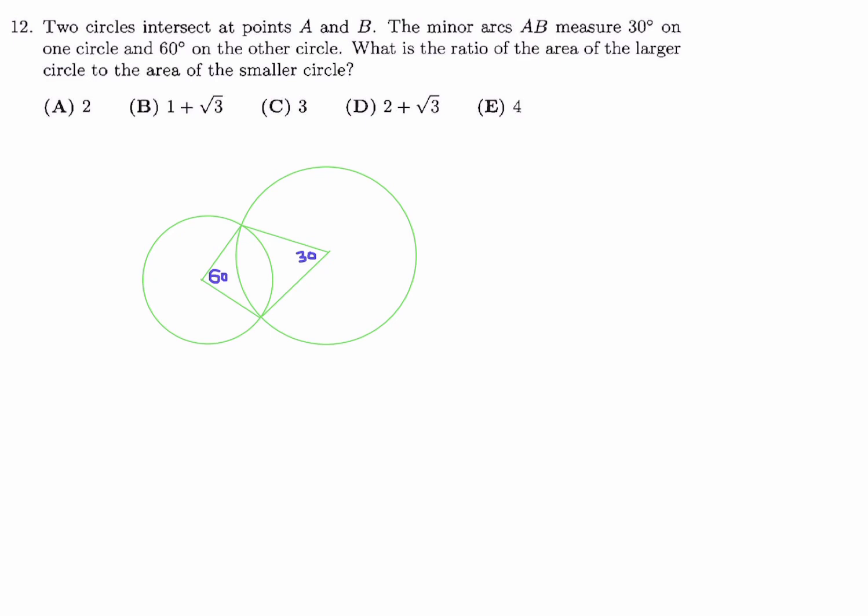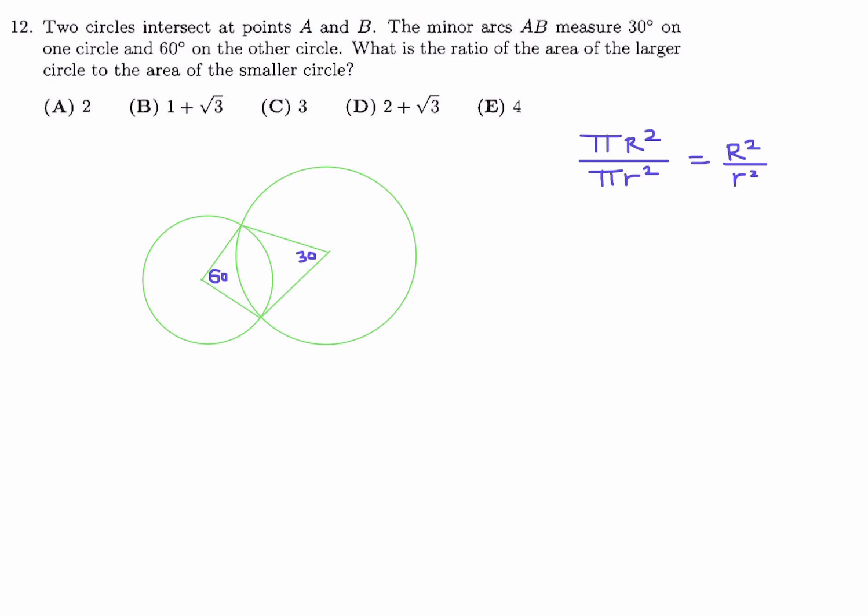And they want you to eventually figure out the ratio of the area of the larger circle, which would be pi R squared, to the area of the smaller circle, pi small r squared. Since the pi's cancel, really all we have to do is figure out big R squared over small r squared. All right, so how do we do this?